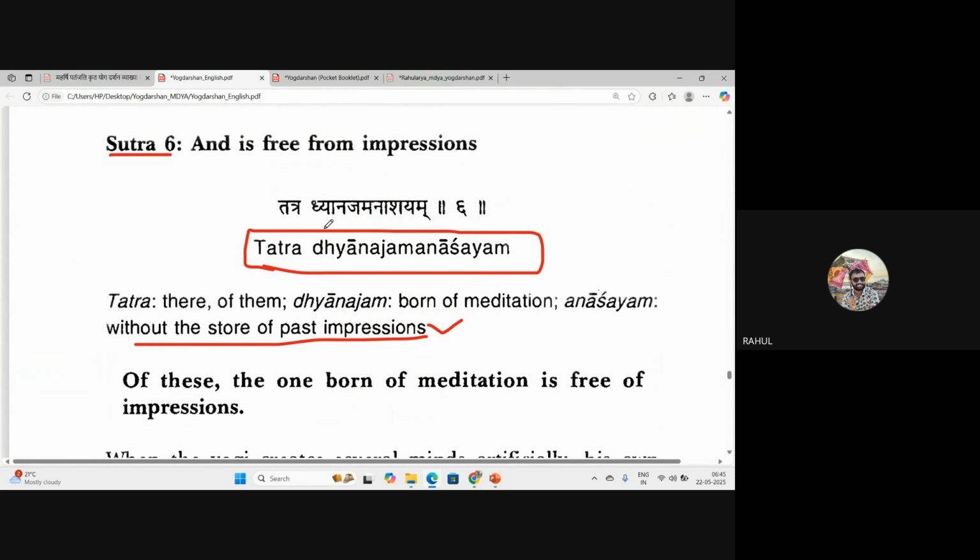In comparison to Janma, Ausadhi, Mantra, Tapas, he is telling Dhyanajam Anasayam, without the store of past impression. Because the main reason is that the other siddhis are making karmas, and this samadhi is not making new karmas. This is the main reason. That's why Maharshi Patanjali prefers that out of those 5, we should follow samadhi. Samadhi is the good way.